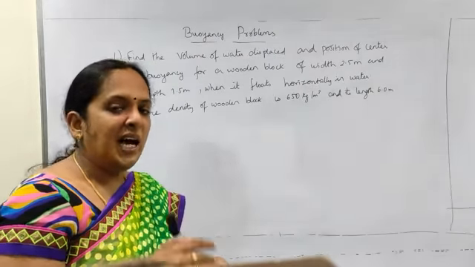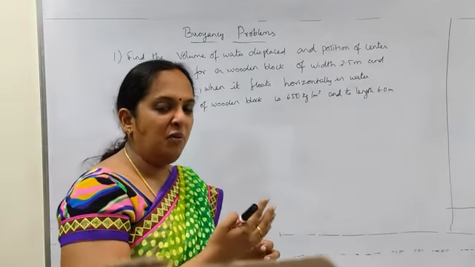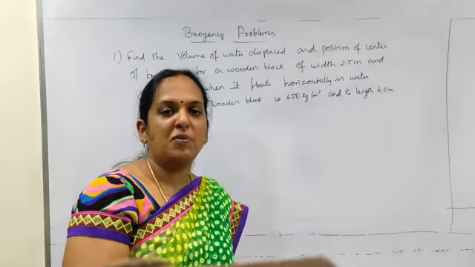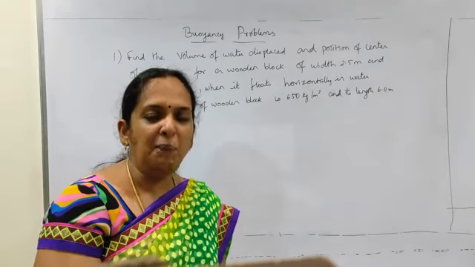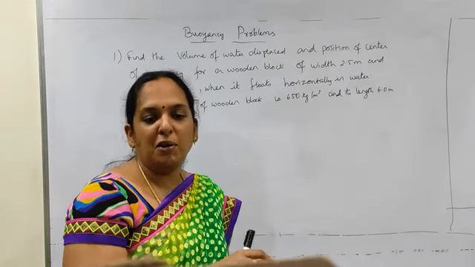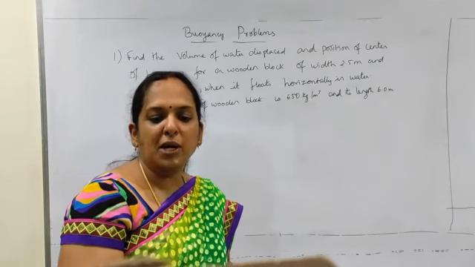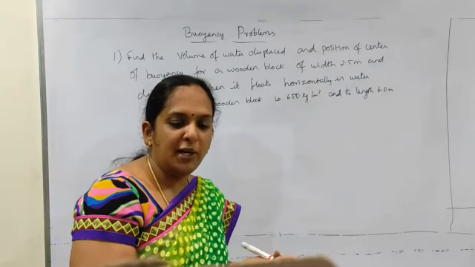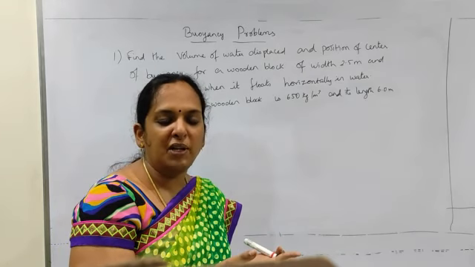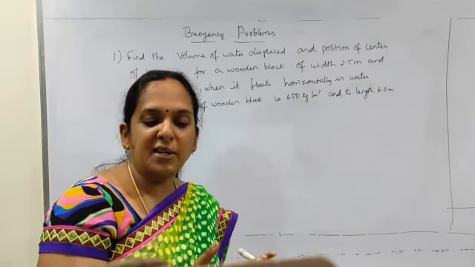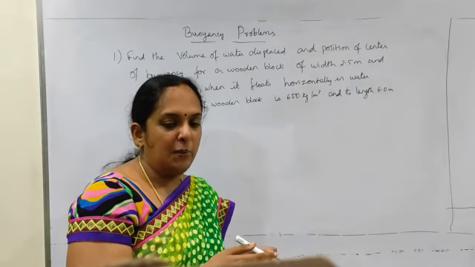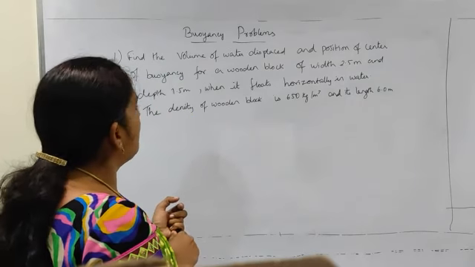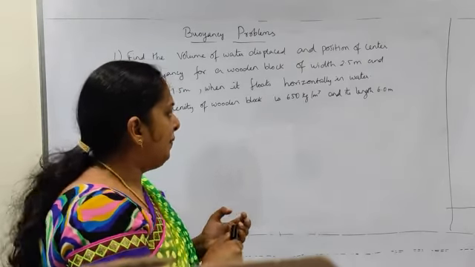As per Archimedes principle, which we saw in the previous video, the volume of the water displaced, or we can say the weight of the water displaced, will be equal to the weight of the body that is submerged. That is the equilibrium condition. The weight of the water displaced will be equal to the weight of the body. So we are going to find the volume of water displaced and the position of the center of buoyancy here.